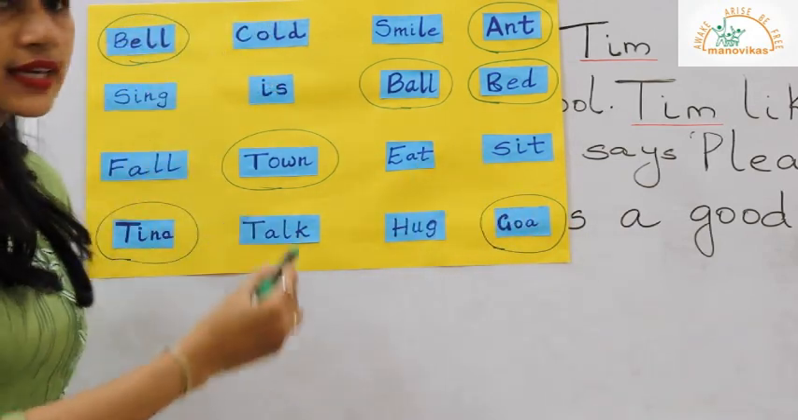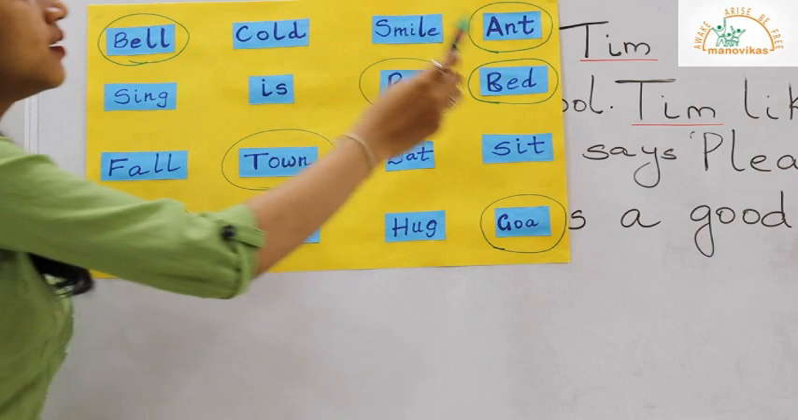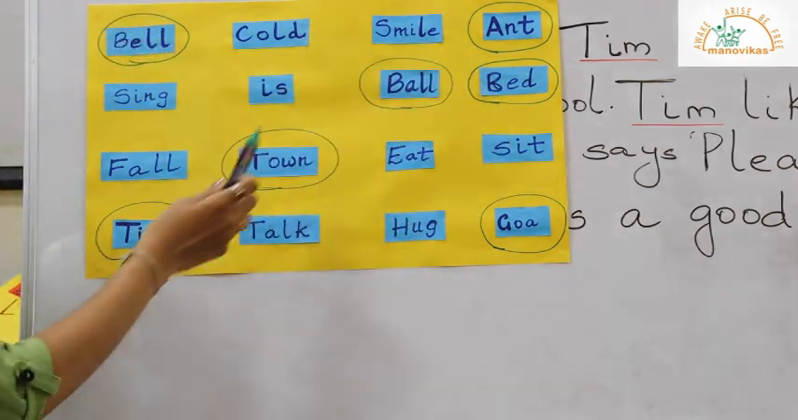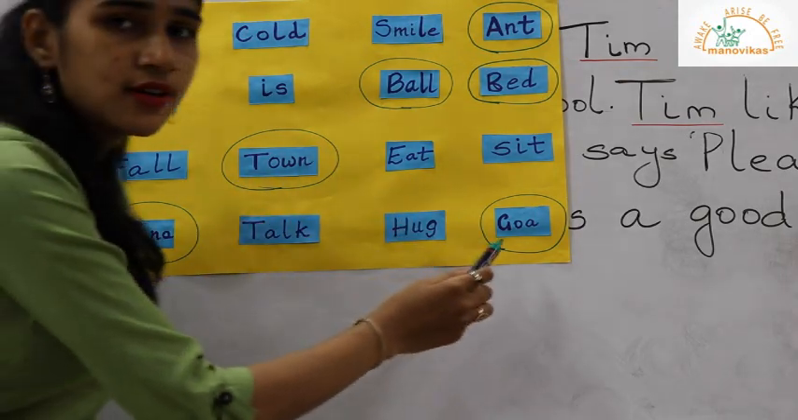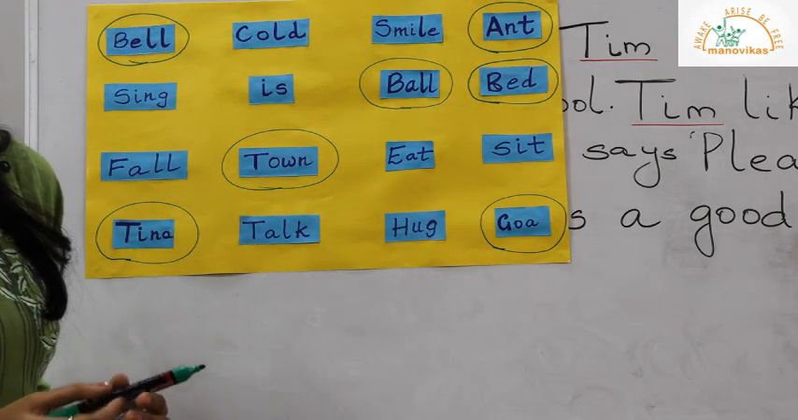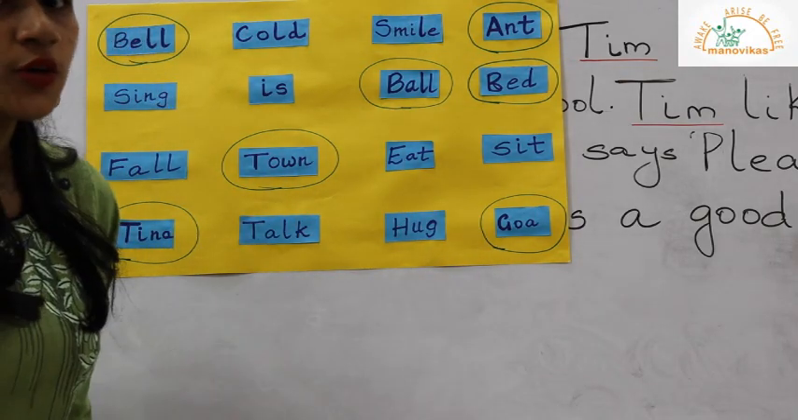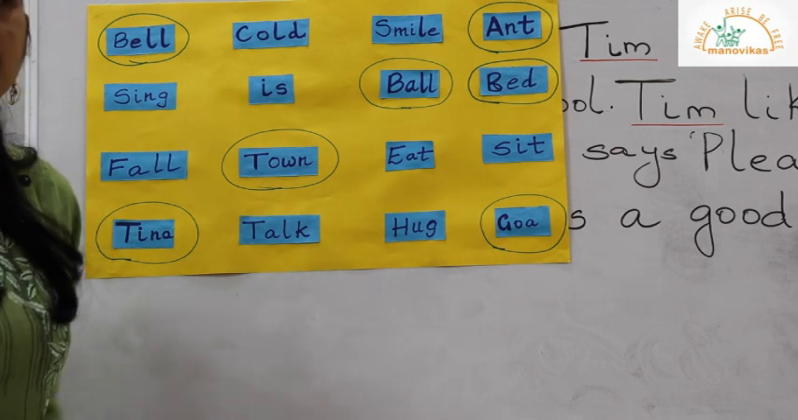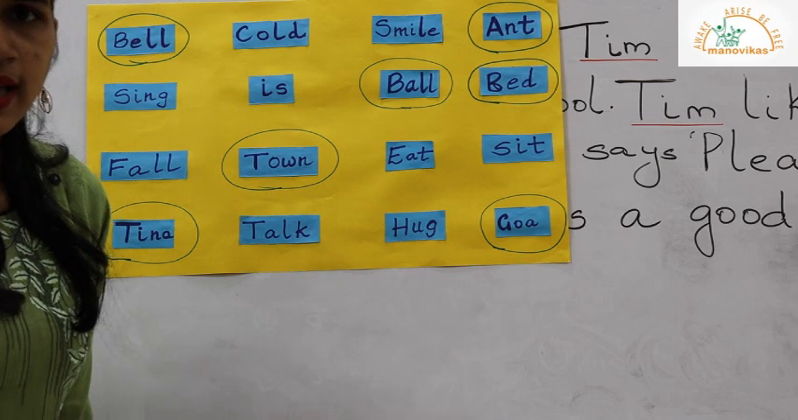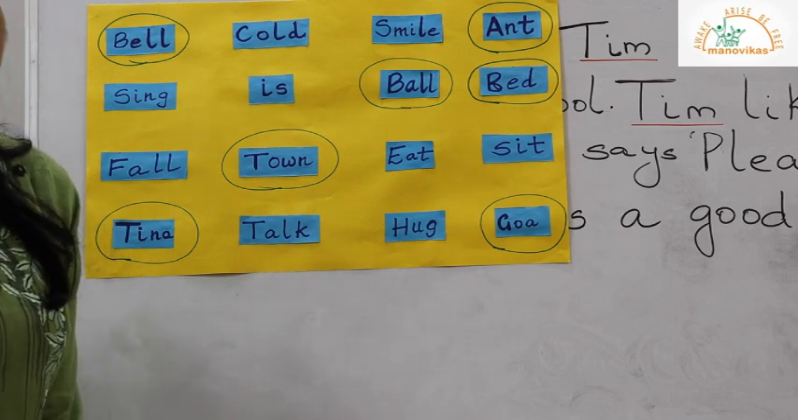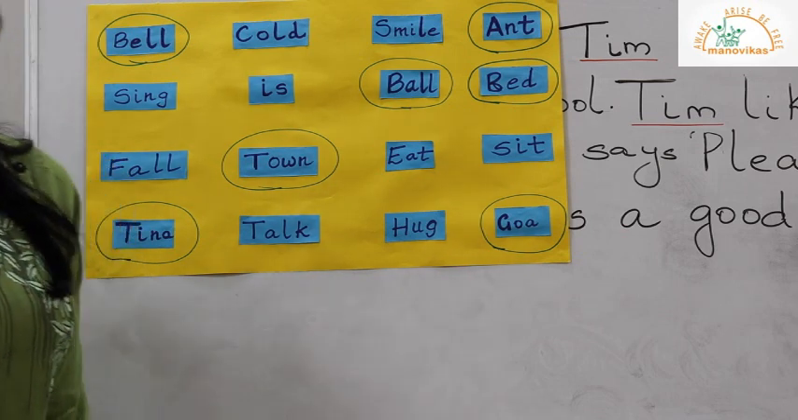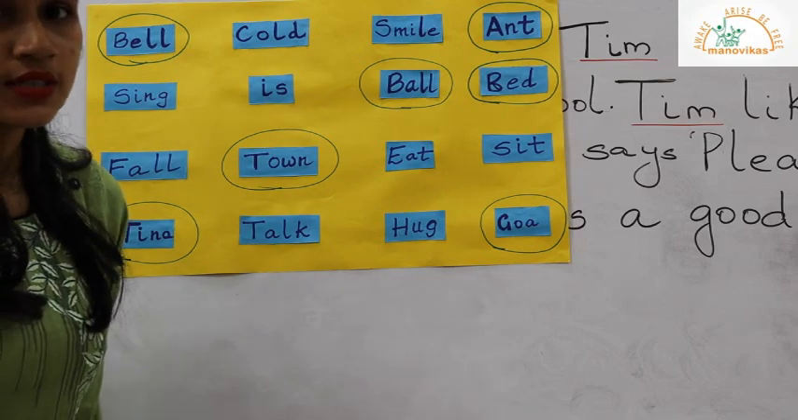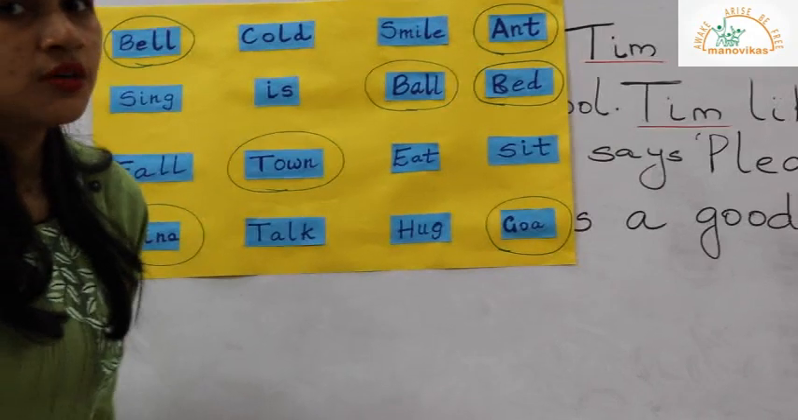Let's go over the nouns again. Bell, ant, ball, bed, town, Tina and Goa. Very good students. I hope you have understood it. Now, these nouns have a lot of work to do and you cannot use them again and again. So then there are some other words which come in to help them. Today we will look at those words. And such words are called pronouns.